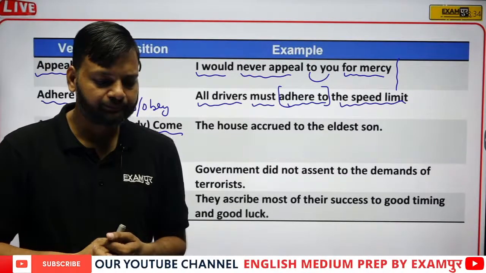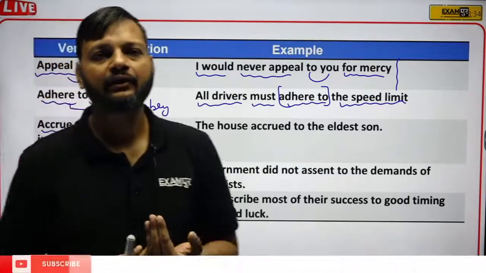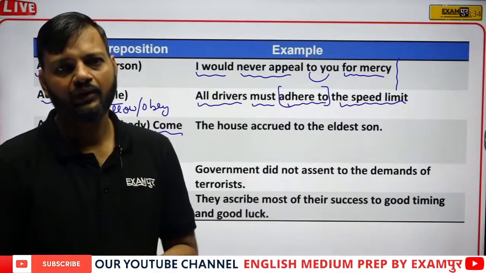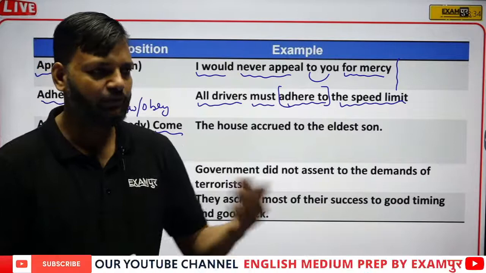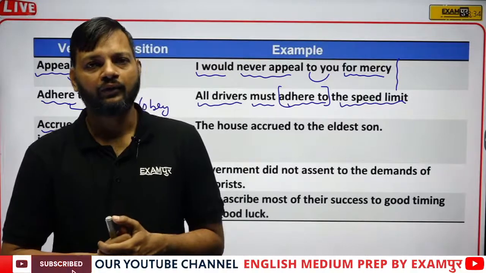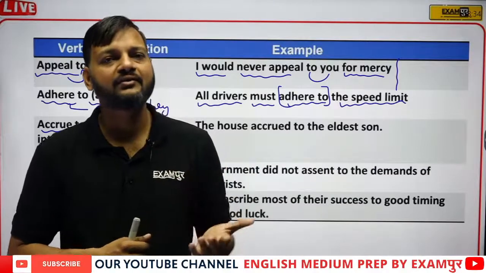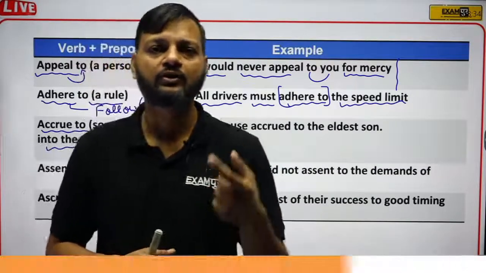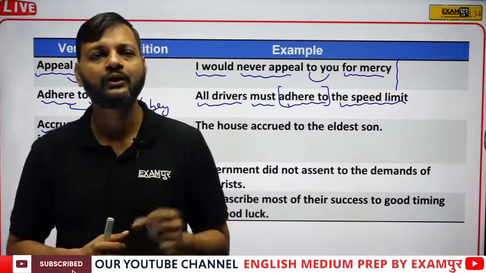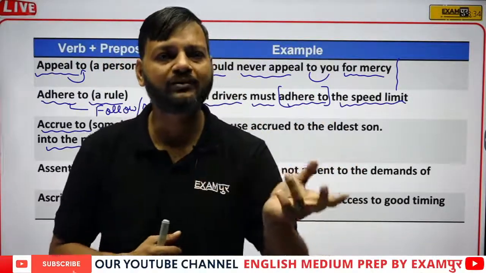For example, you and your neighbor were fighting for a house. You're saying that this house is mine, and your neighbor is saying that no, this house is mine. Now this case goes to court, and the court decides that this house belongs to you. Then that house has accrued to you. Accrued to you means you got that house.